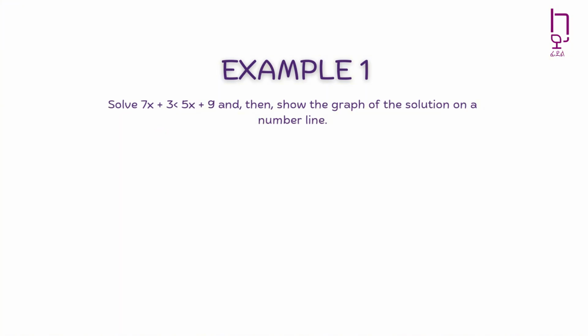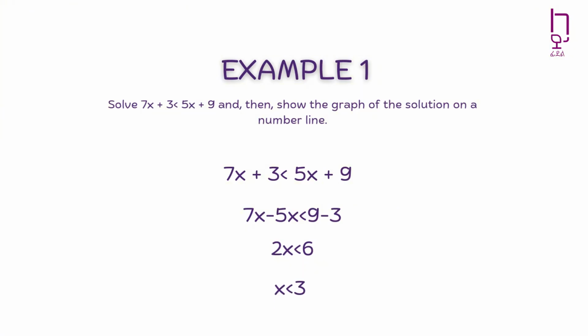We'll do it vocally. To do this, you collect like terms. So you have 7x minus 5x less than 9 minus 3. The left side becomes 2x, the right side becomes 6. So when you solve for x, it becomes x is less than 3.